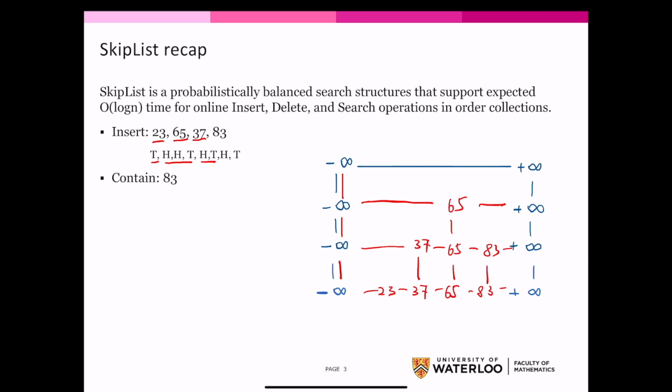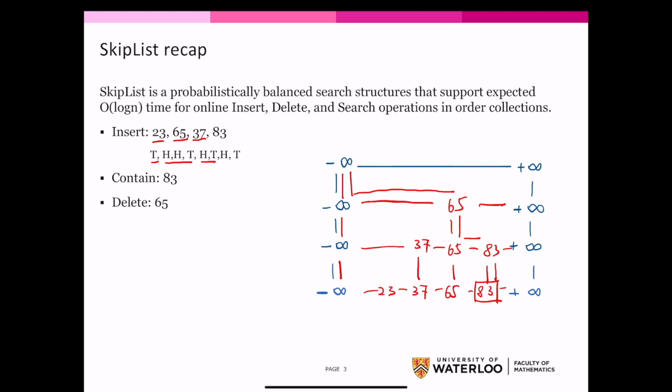Now let's perform the contain operation. Let's search for 83. So we begin with the top level, and 83 is greater than 65. So we go right, and then 80, and then we go down, and because 83 is greater than 80, we go right, and then we find the 83 here, and we go down, and here is the location of the 83.